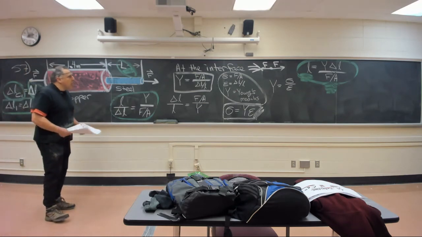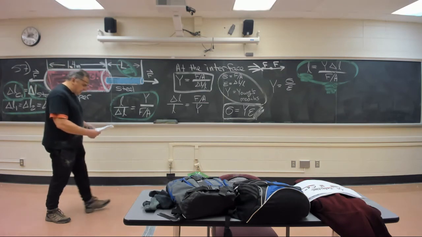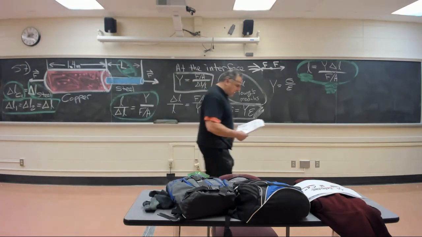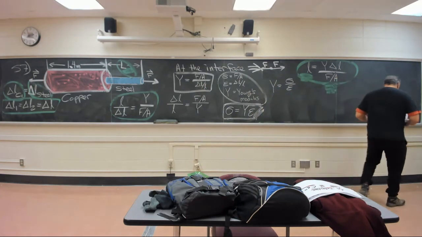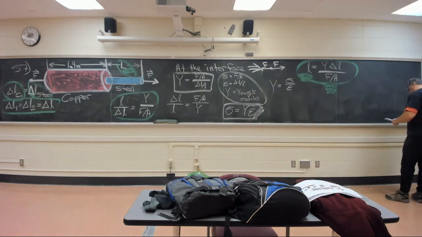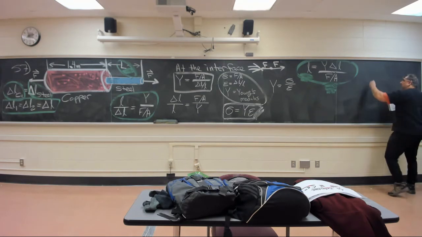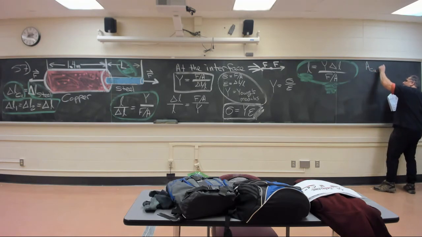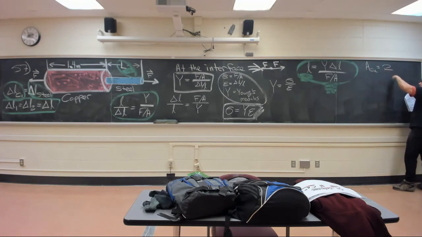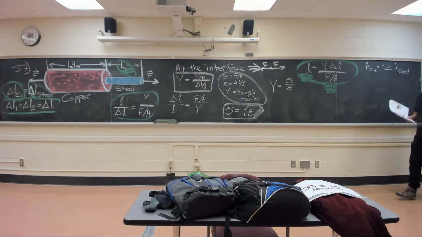Okay. So, we got all this. You got anything else you want to say? Well, yeah, I got this to say. One is twice as big as the other. The cross-sectional area of copper is 2 square centimeters, and the cross-sectional area of steel is 1 square centimeter. 2 is twice as big as 1. The big thing here is maybe I can get away with not worrying about the numbers too much.